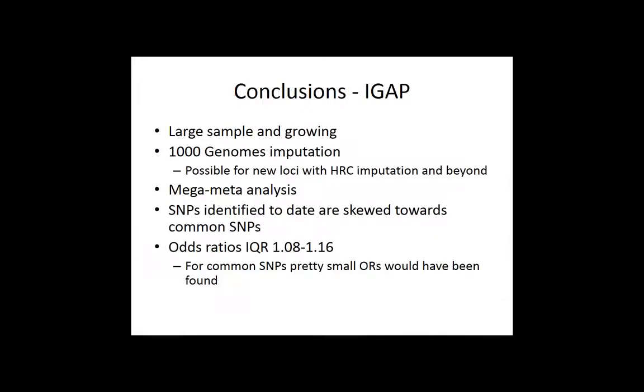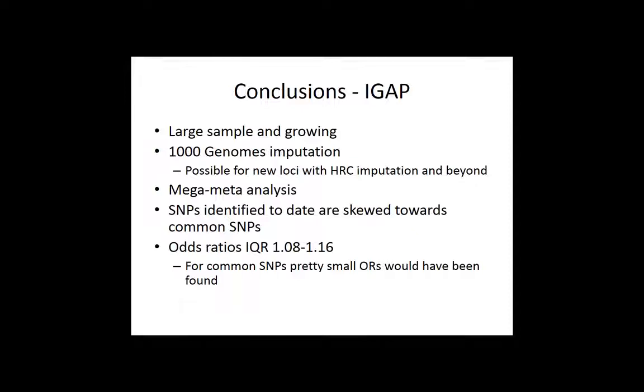So IGAP was a large sample. There's efforts to genotype way more people. It initially had 1,000 genomes imputation, and you saw from the last talk what that means. And with the HRC imputation, we'll have the possibility of seeing new rare things with big effect sizes, although those may or may not exist, we'll see.